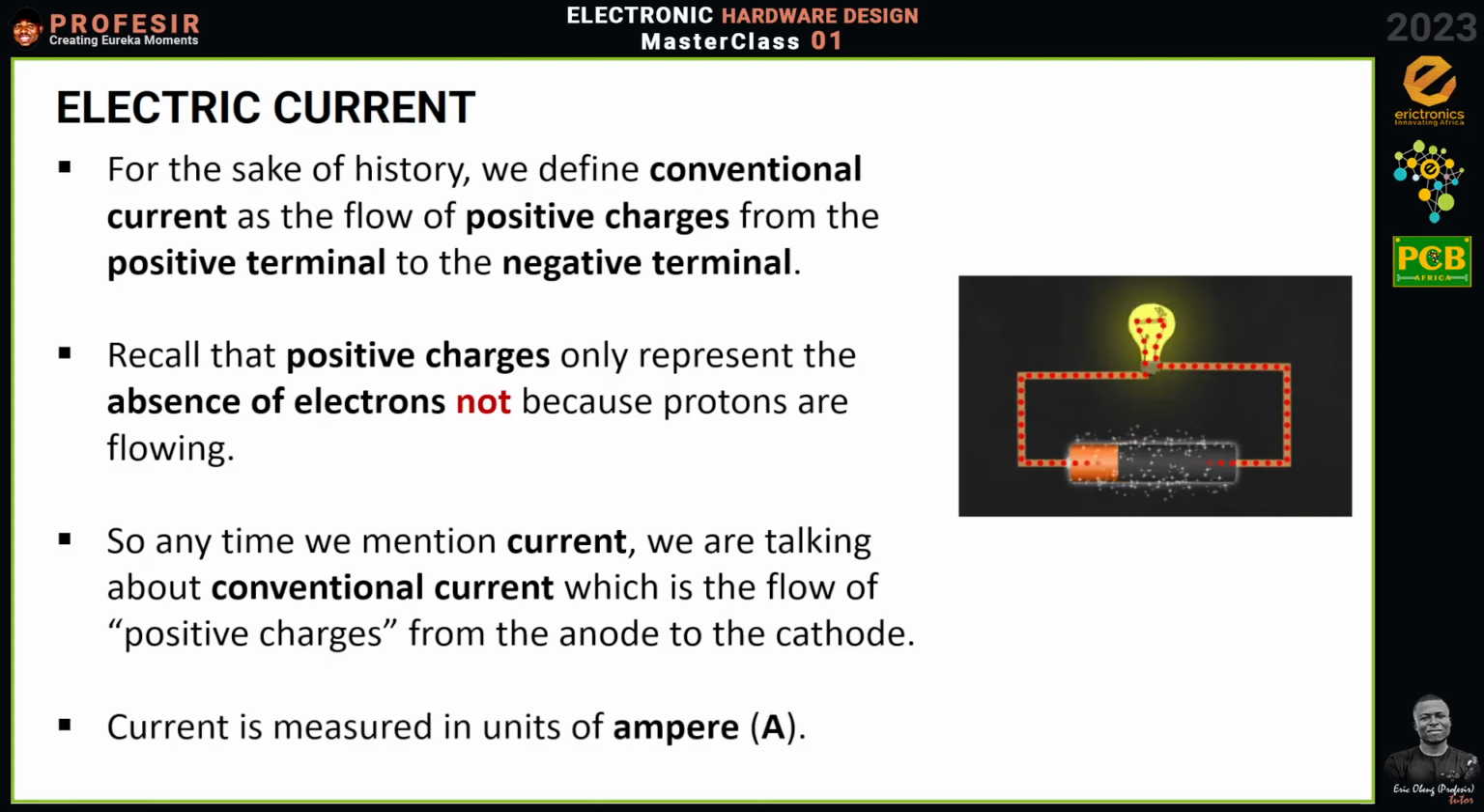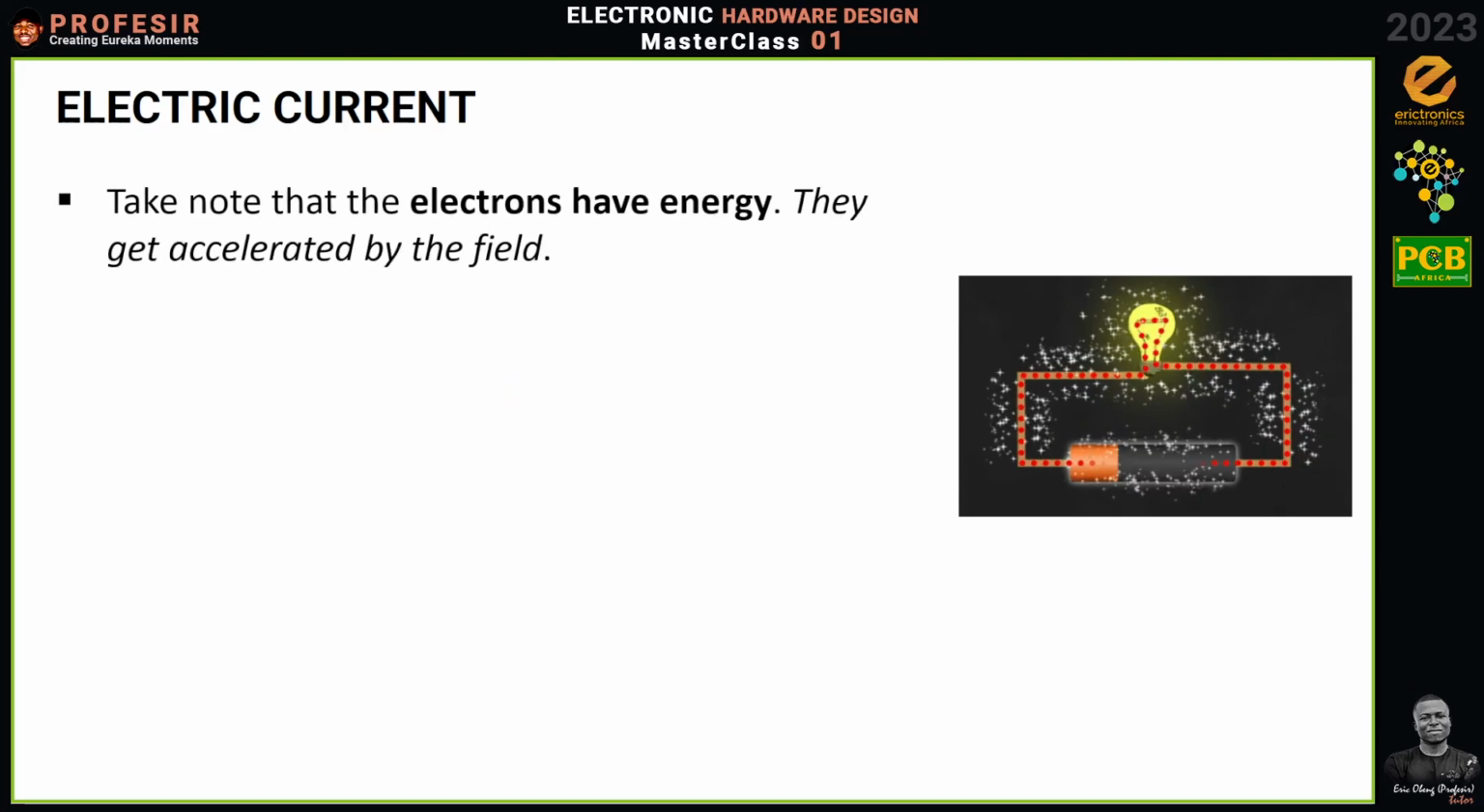Now, current is measured in units of ampere, or amps for short. So if you hear something like 1 amp, 15 amps, 0.5 amps, that is a measurement for current. Is that okay? All right.